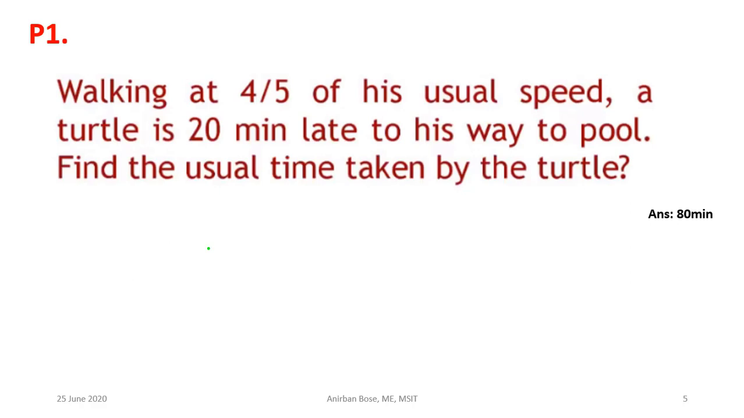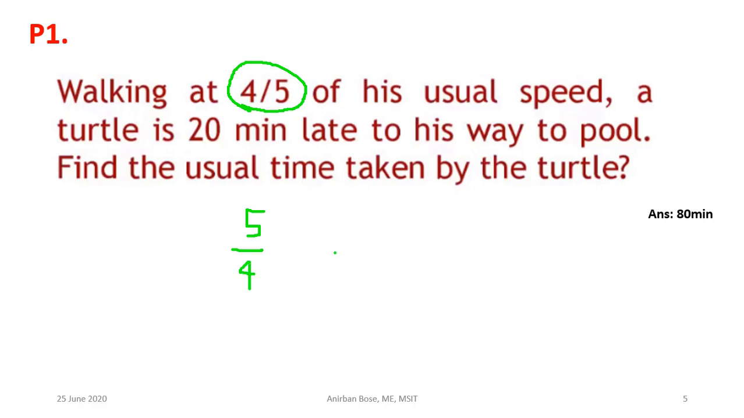Now let us start solving problems. So here you can see the problem: walking at 4/5 of usual speed. That means the speed is less than the usual speed. A turtle is 20 minutes late on his way to the pool. Find the usual time. So here you can see the speed is less. If the speed is less, then the time required will be more because they are inversely related. So if speed is 4/5, then the time required will be 5 by 4 of the original time.